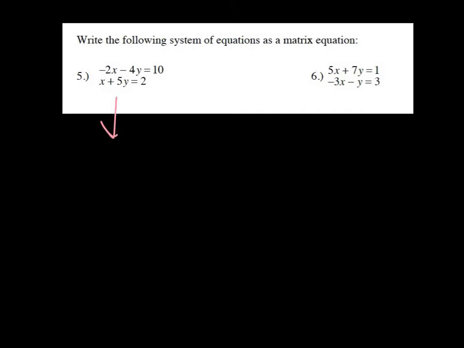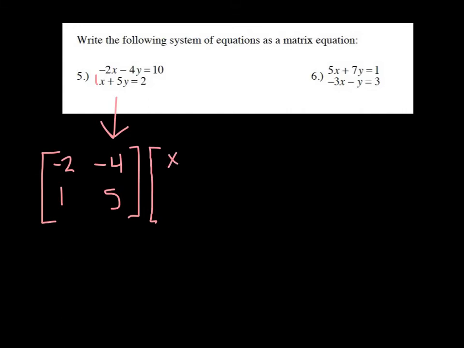So for number 5, if we rewrote this, our coefficient matrix, coefficients, remember, being the numbers that are attached to your variables, would be -2, -4, 1 in front of your x that you can't see, and 5. If we then multiply that by our variables, the only variables in this case being x and y, it is going to equal 10 and 2.